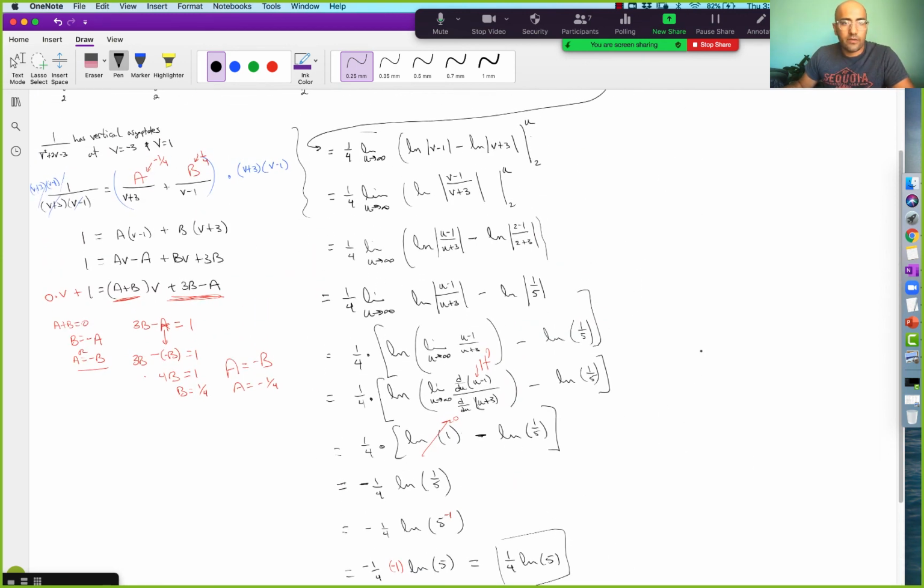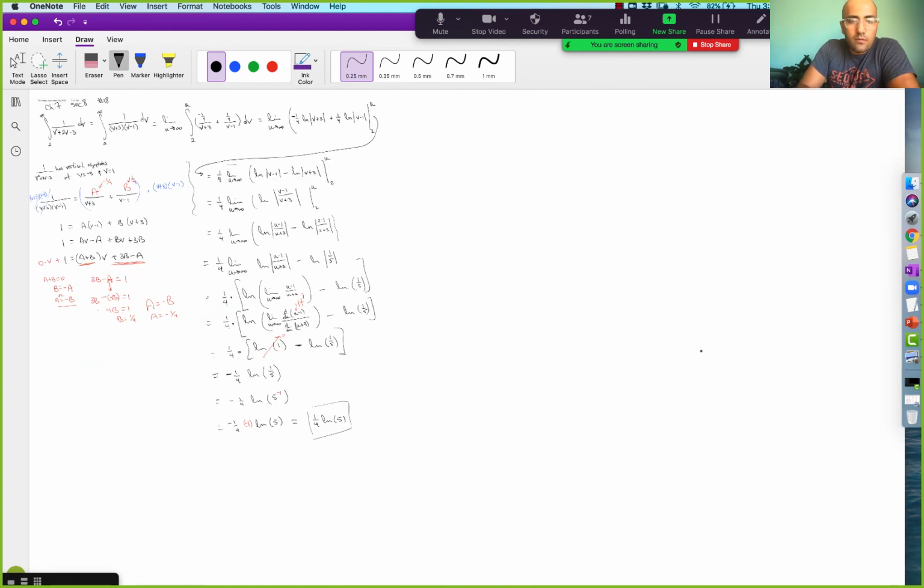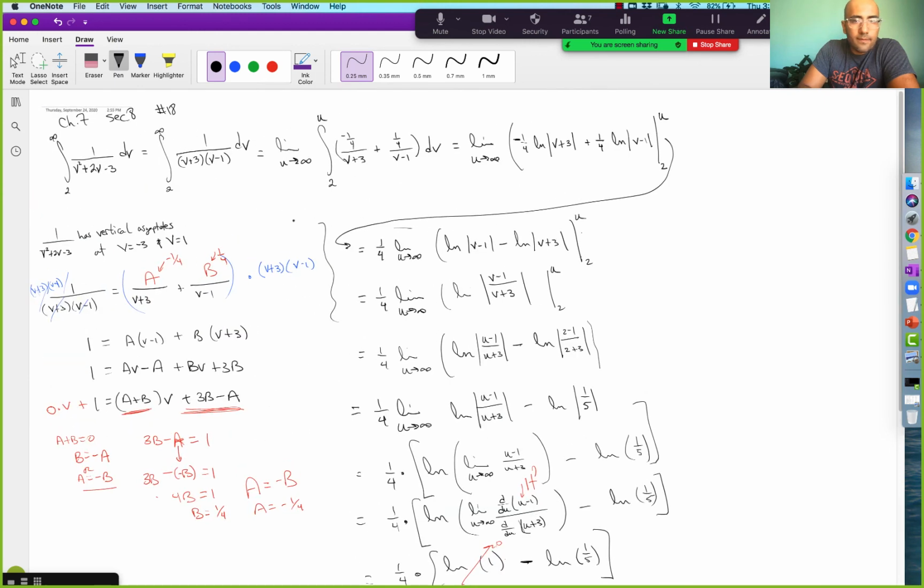So zoom out here. Wow, that was a big problem. So we started out with this original question. We wanted to see if this converged or diverged, or figure out what that area is. So we separated this denominator as the product of these two binomials. We rewrote this integral, right? This improper integral that goes out to infinity.